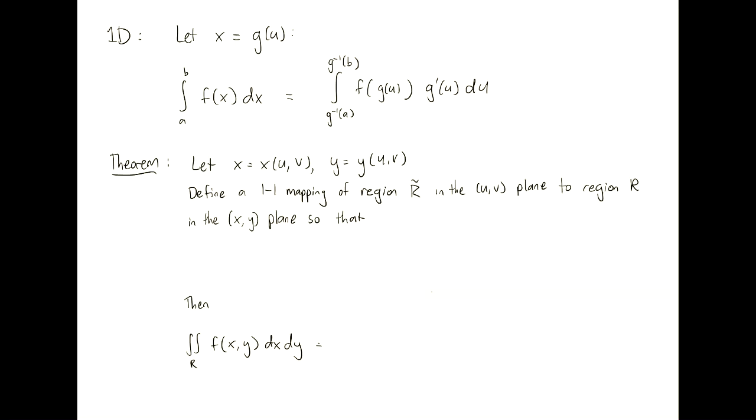So, in 1D, you let x be some function g of u. If you weren't aware that this is the chain rule, hopefully this convinces you. The integral from a to b of f of x dx. Get the pullback of your integral bounds, f of g of u, g dash u, du. And that is the chain rule.